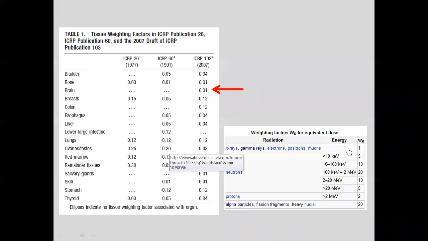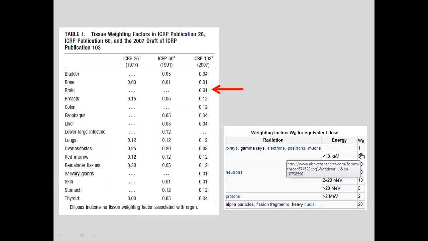So X-rays, the radiation weighting factor is 1. So that's a pretty easy one to figure out because all the radiation weighting factors are based off, they compare a dose of X-ray to the other types and see how much more damage the other types do. Now, the different tissue weighting factors, you can see they've changed over time, okay?